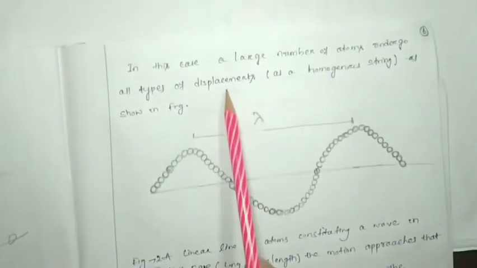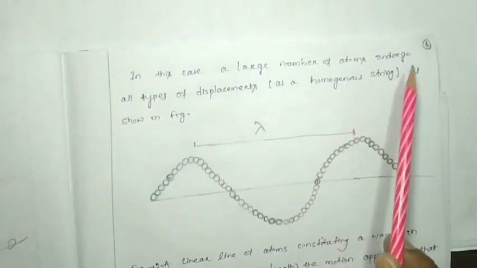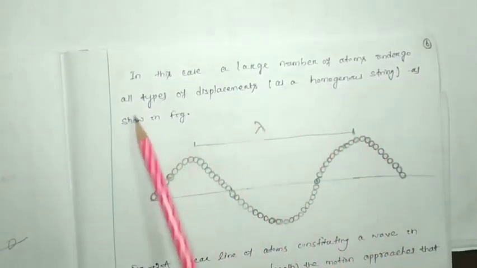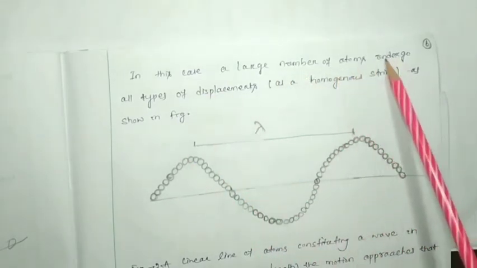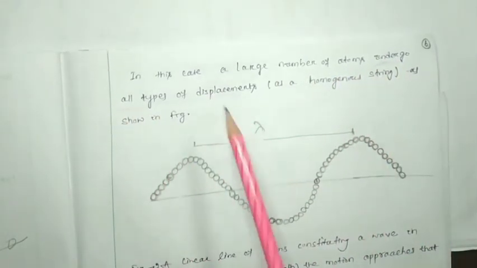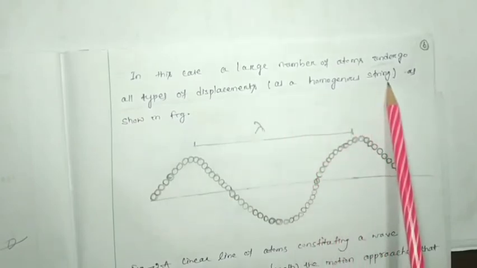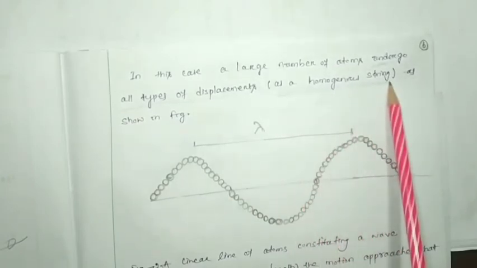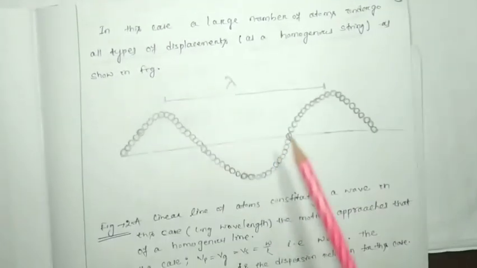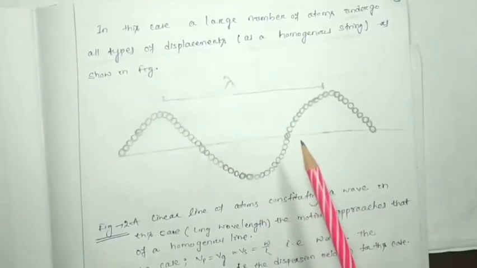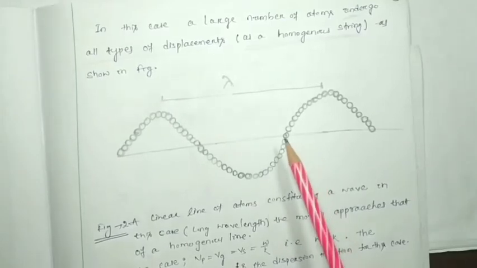So in this case a large number of atoms undergo all types of displacements, like a homogeneous string as shown in the figure. So this will be the dynamics of the atoms for the low frequency.